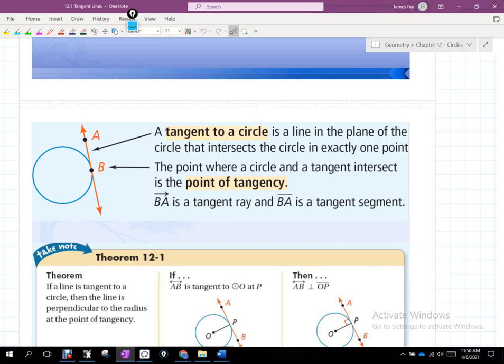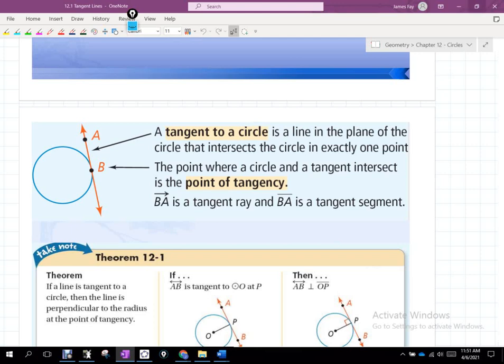Tangent in mathematics, if we're not talking about SOHCAHTOA, refers to a segment or a line touching a curve, and for right now we're going to talk about that curve being a circle, one time, and only one time. Okay? A tangent to a circle is a line in the plane of the circle. That phrase is key, in the plane of the circle, that intersects the circle in exactly one point.